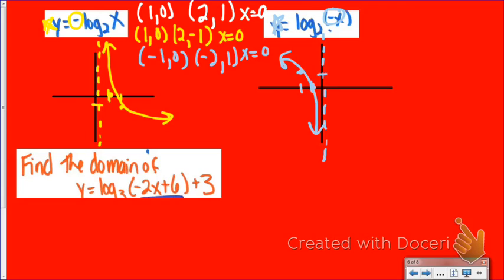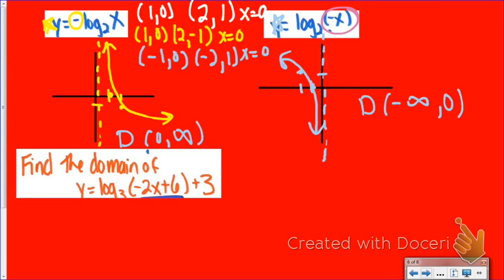Okay, so the domain of my parent function and the domain of the negative log of x were both the same. Those domains were from 0 to infinity. But this graph over here, my domain is from negative infinity to 0. The way that we find our domain is based on the argument. So if you look at what's in parentheses, we base our domain on where that cannot equal 0, where that has to be greater than 0. So I take whatever is in the argument and I make it greater than 0.